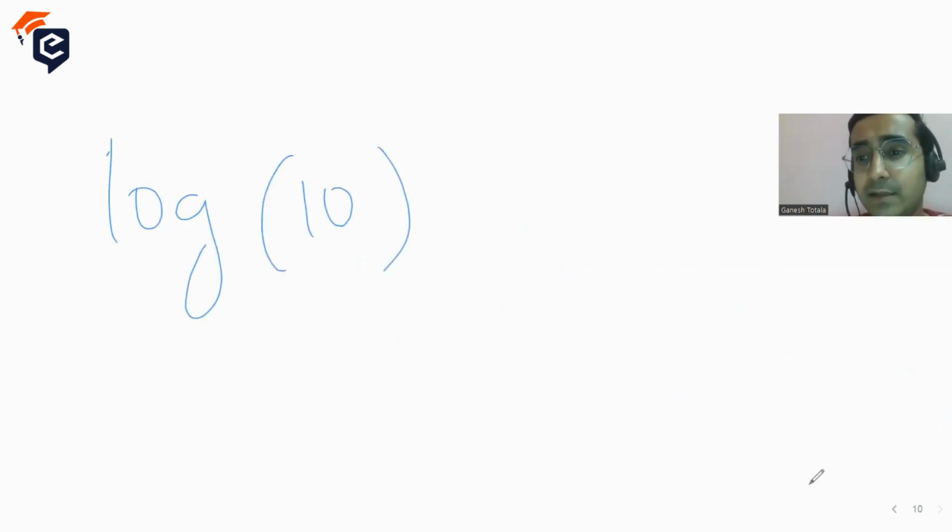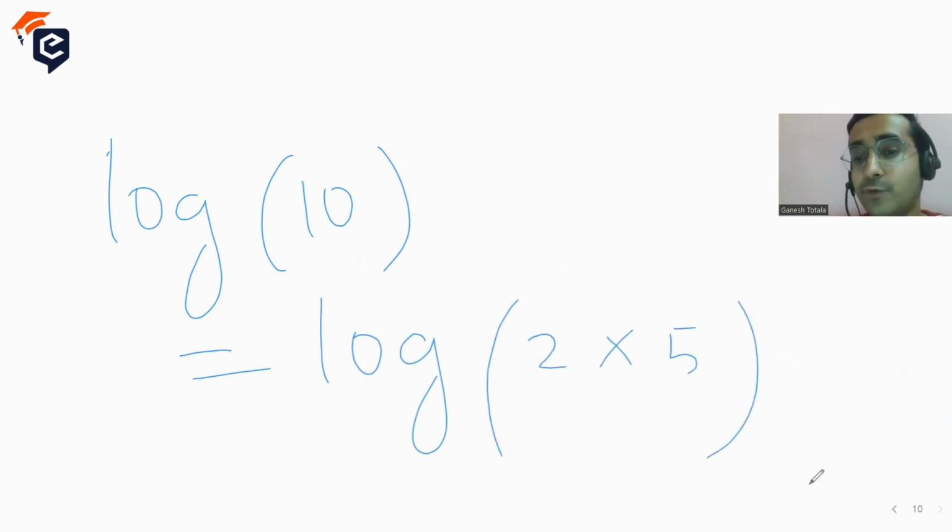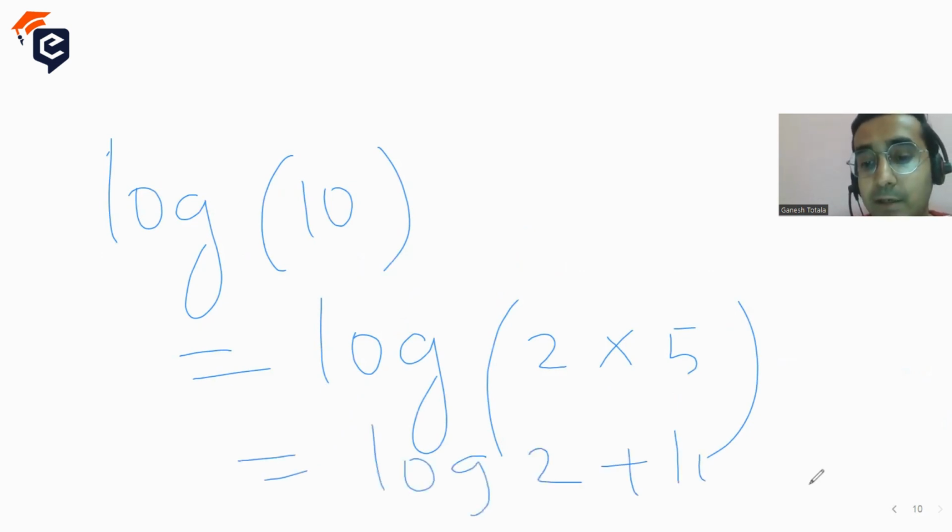Suppose I have log of 10, and I need to find out the log of 10. So I can write 10 as 2 into 5. So it is log of 2 into 5. Now using the concept of log of AB, this is equal to log A plus log B. I hope this law is clear.